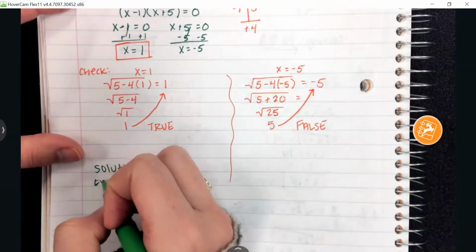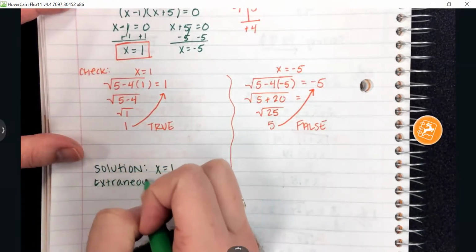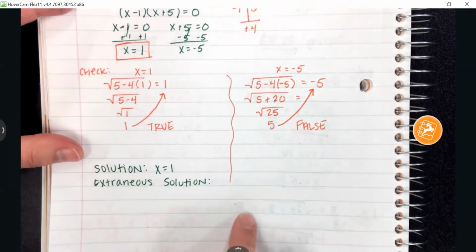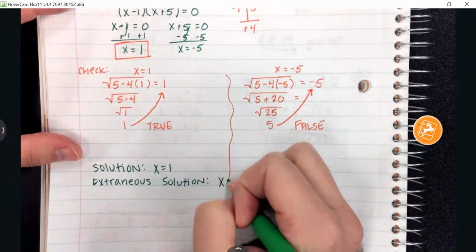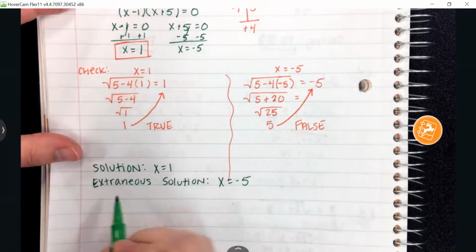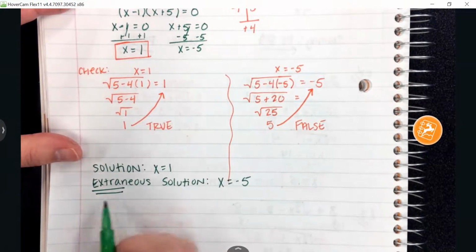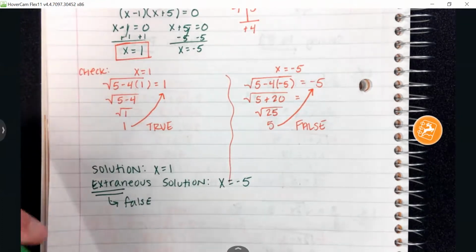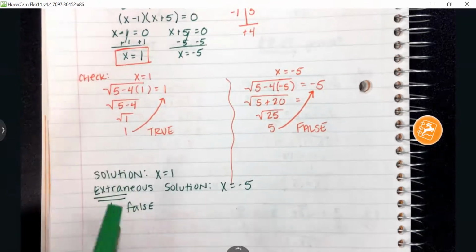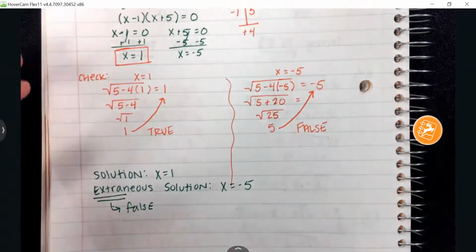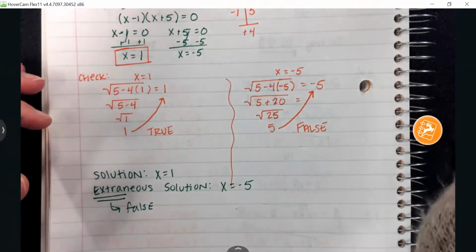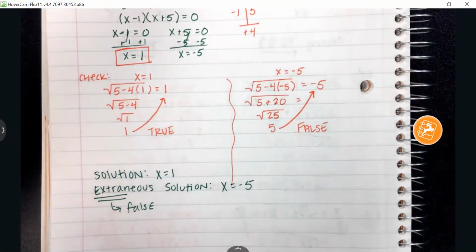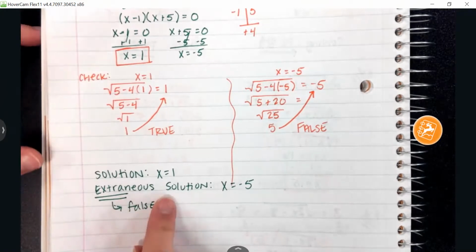What if I asked you what's the extraneous solution? What would you tell me the extraneous solution was? X equals negative 5. You hear the word extra? That means that this is the false solution. That's the false solution, okay? I could ask you either one of these questions, so you need to make sure you're paying attention to the question and asking, am I looking for the solution or am I looking for the false solution or the extraneous?